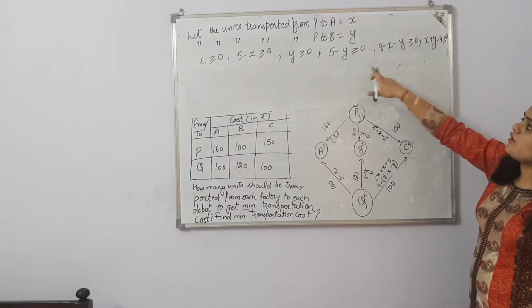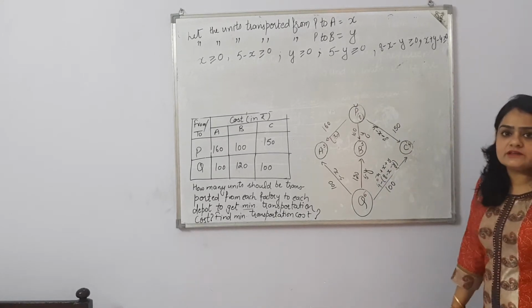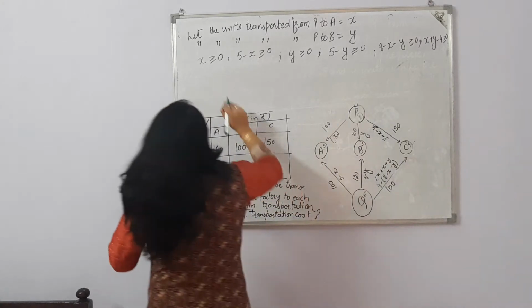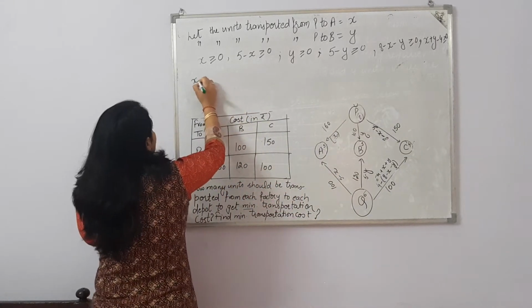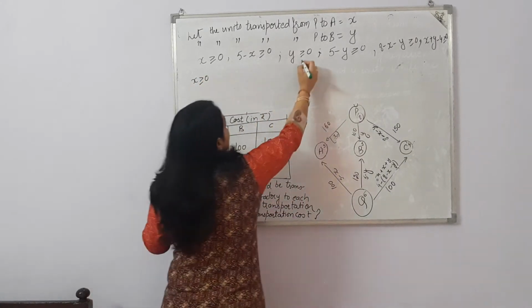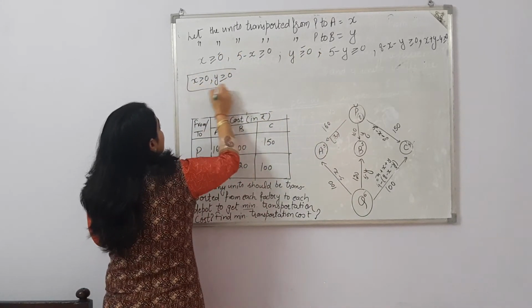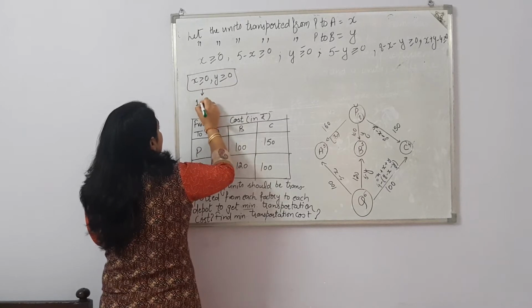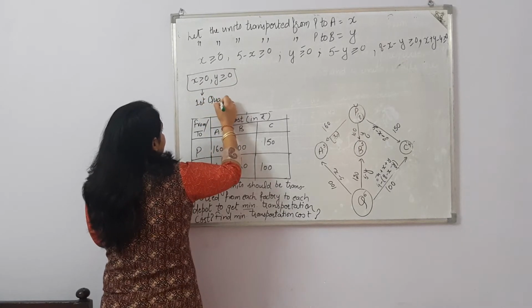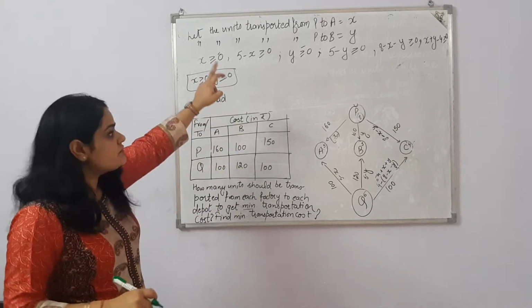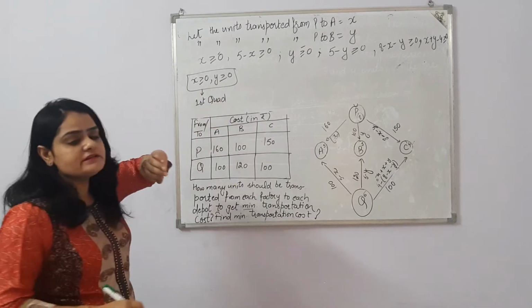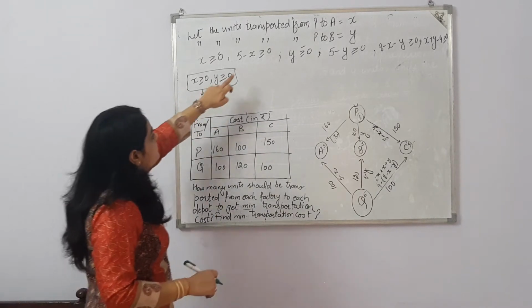Now we have all the constraints. These all are the constraints. Let's solve it. x greater than or equal to 0 and y greater than or equal to 0 together form the first quadrant. Two constraints together will form the first quadrant. That means the shading will be in the first quadrant. Here it is.